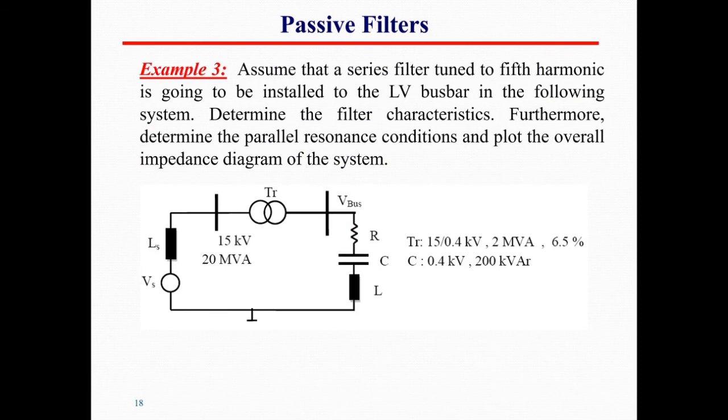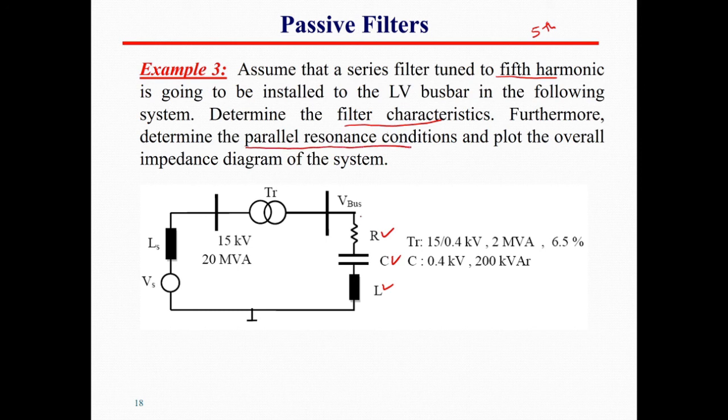Okay, let us look at example number 3. Assume that a series filter is tuned to the fifth harmonic, and it is going to be installed on a low voltage bus bar. So we have a transformer, high voltage, low voltage. In the following system, determine the filter characteristics. So again, we need to find L, C, and R. Once we find the filter characteristics, we need also to find what? To find the parallel resonance condition.